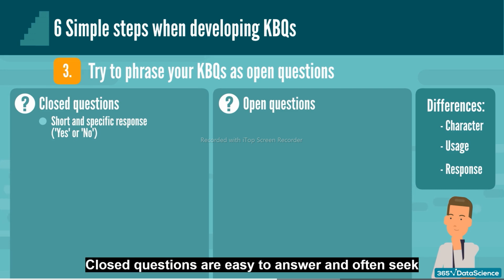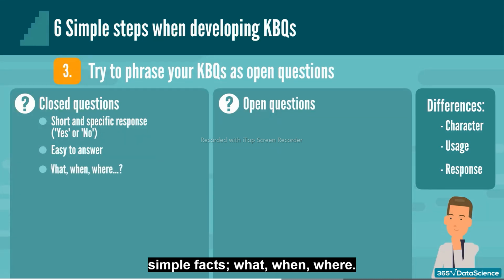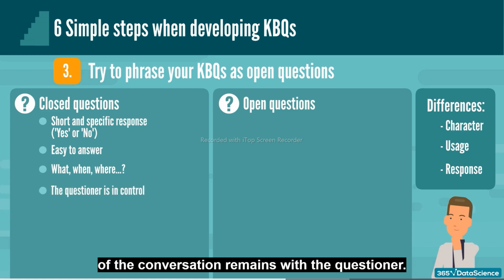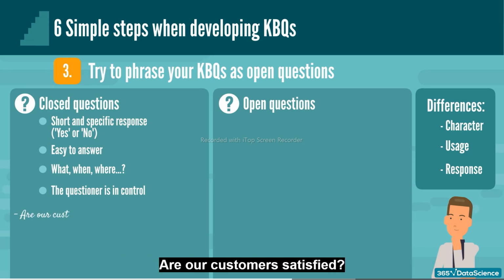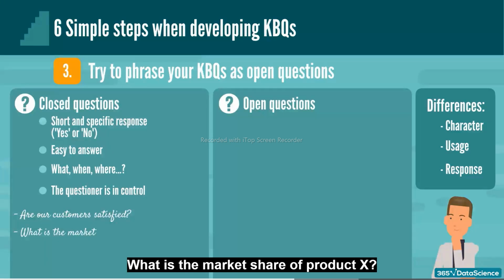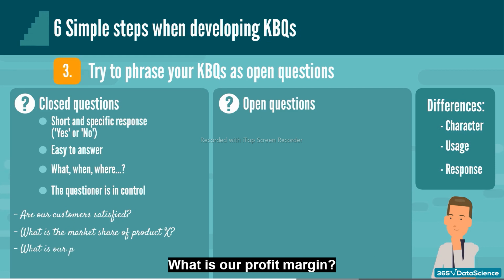Closed questions are easy to answer and often seek simple facts: what, when, where. They are closed because the control of the conversation remains with the questioner. Here are some examples of closed questions. Are our customers satisfied? What is the market share of product X? What is our profit margin?